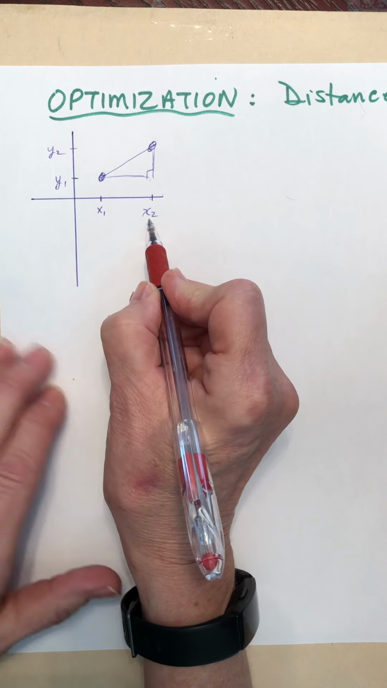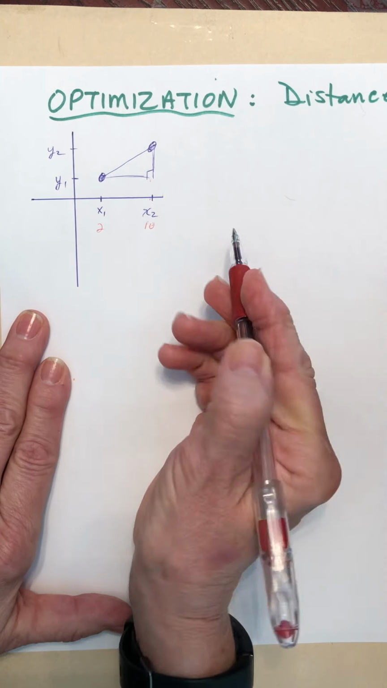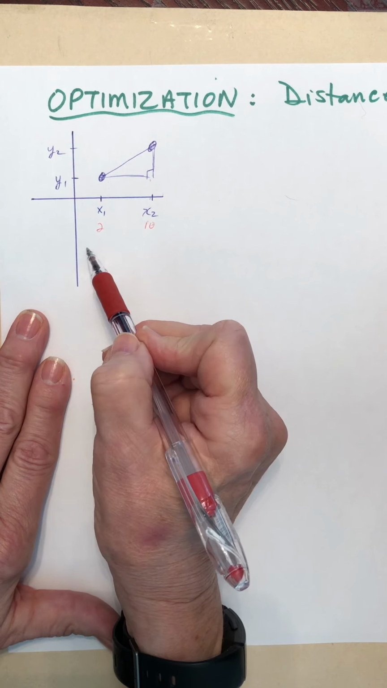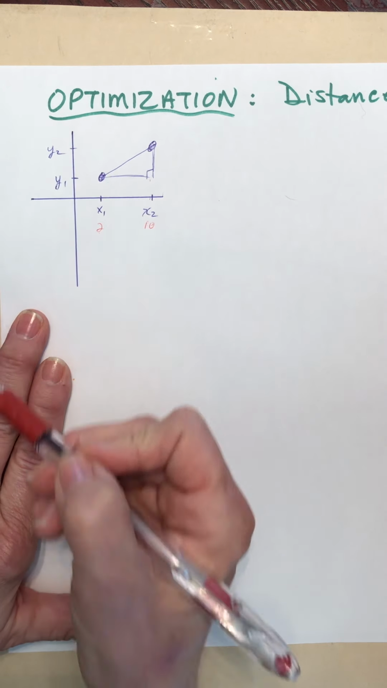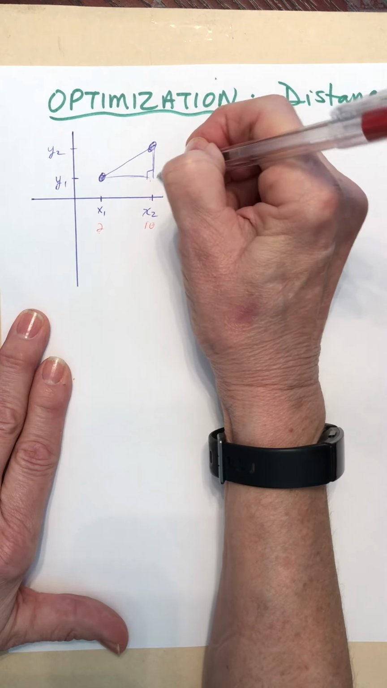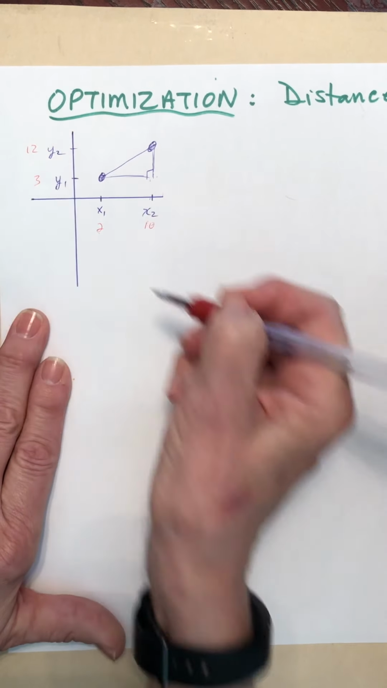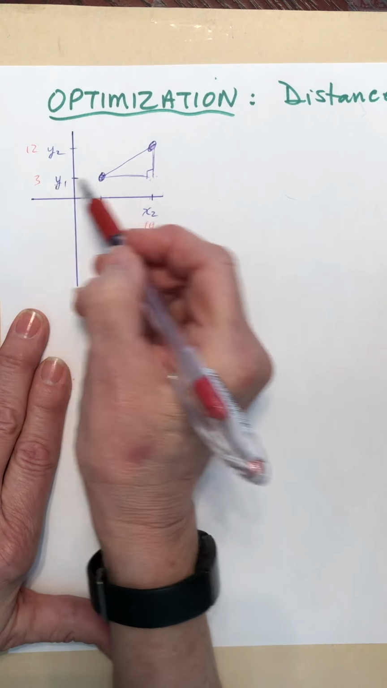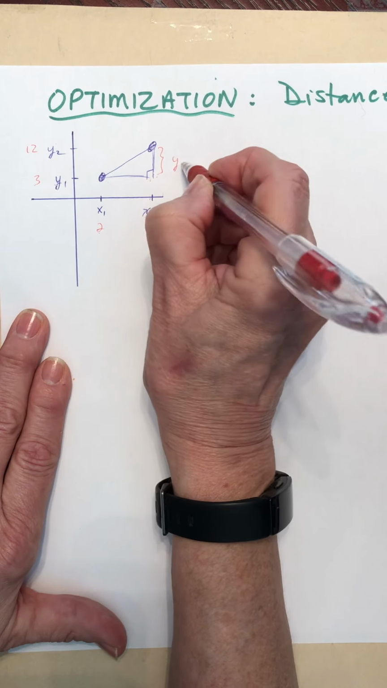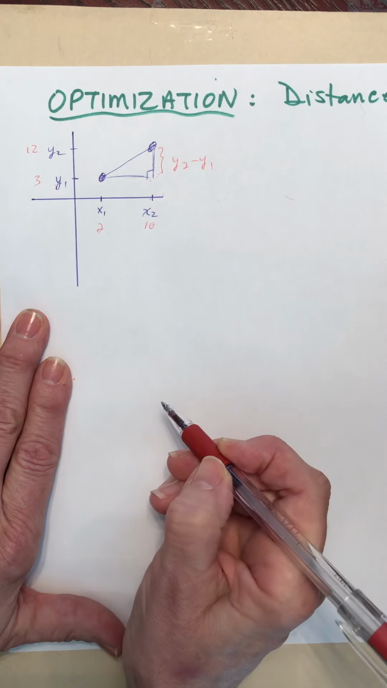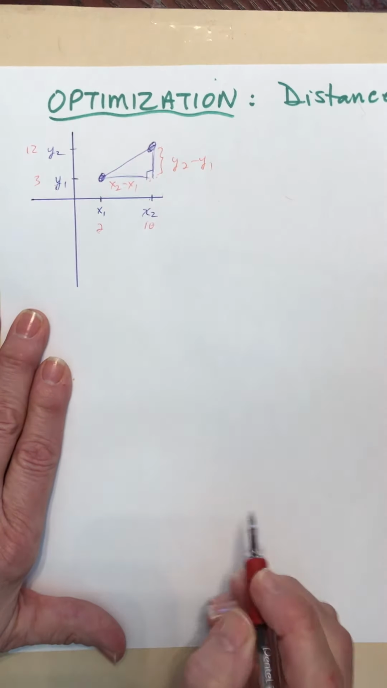Well, had there been numbers here, this would be so easy. If this were a 10, let's say, and this were a 2, how long is that side? It's 8. But that came from 10 minus 2, or x2 minus x1. Same idea here. How long is this? Well, it depends what these are. If this is 12 and this is 3, then I would subtract these and I'd say this is 9. But that is the idea. The way I'm going to get this distance is y2 minus y1, and the way I'm going to get this distance is x2 minus x1.